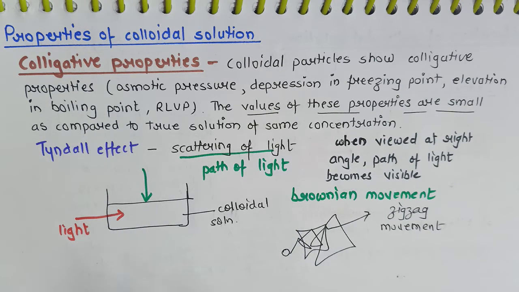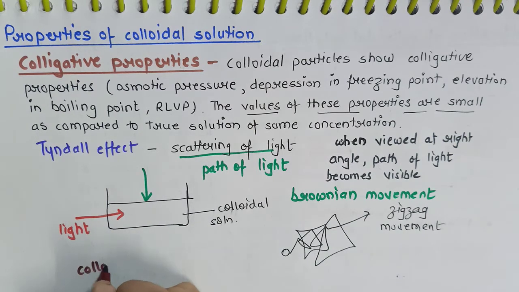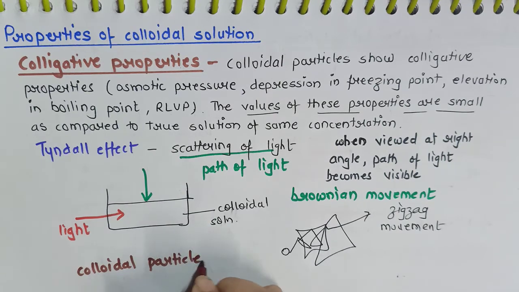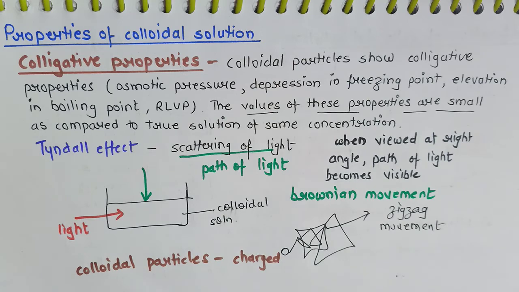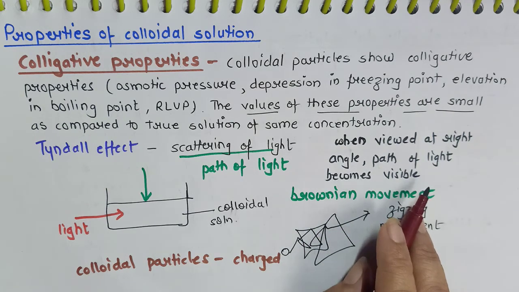Now again the question is, why do the colloidal particles show the Brownian movement? It is because of the charges present on them. Colloidal particles, we have seen till now that they are charged particles, either positive or negative, and since all have the same charges on them, they try to repel each other. When they try to repel each other, they will show this zigzag movement, that is the Brownian motion.